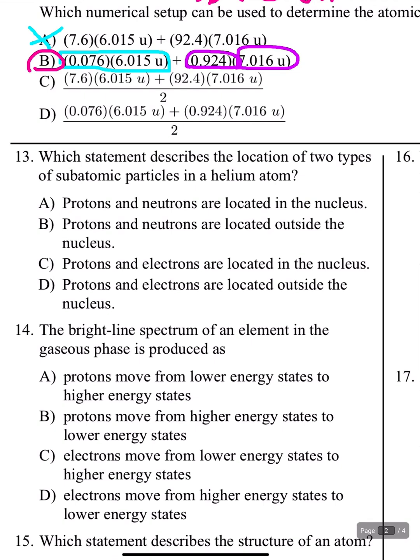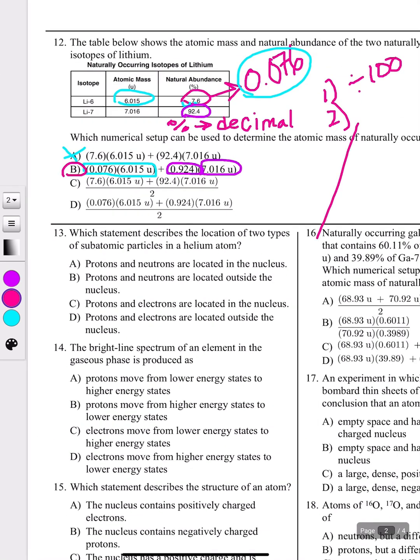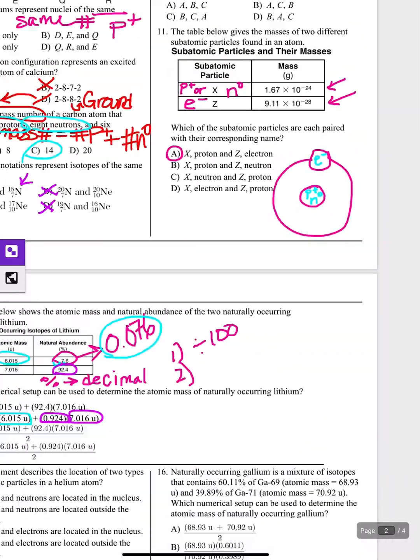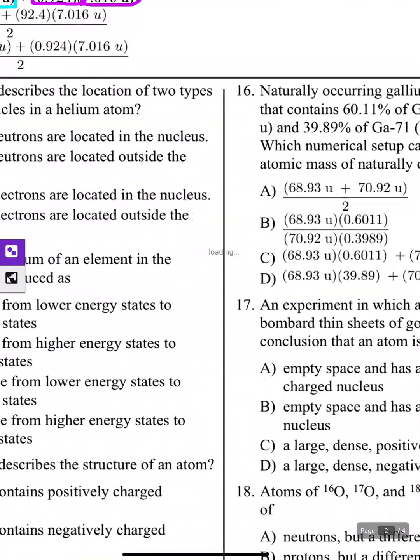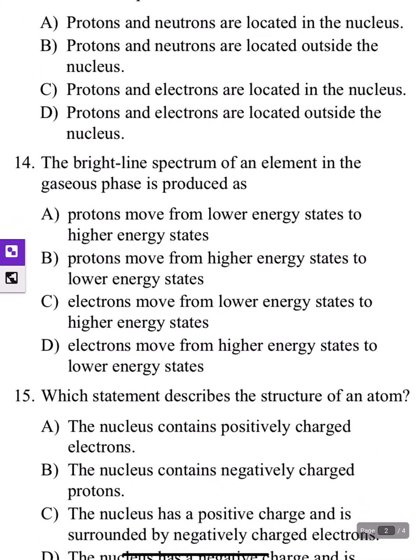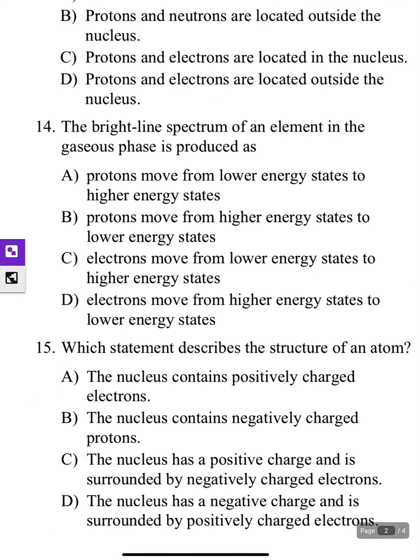This one is asking about location of subatomic particles. And if you look at them, we already discussed this back in question number 11. So the answer for number 13 is A. Protons and neutrons are located in the nucleus. 14. Bright line spectra. Okay, this is saying when is a bright line spectra produced. This only happens at a certain time, and that is when electrons move from higher energy states to lower energy states. So D.